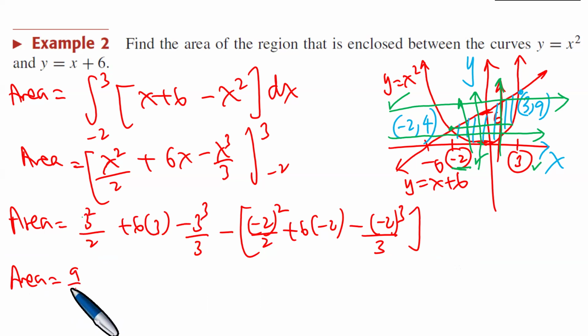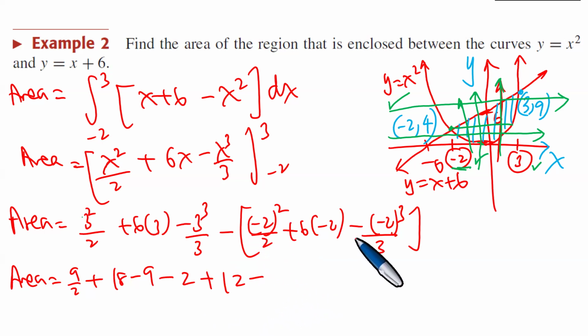Now, 3 squared is 9 over 2. 6 by 3 is 18, minus... Okay, 3 cubed is 27, divided by 3 is 9, minus... Okay, minus 2 squared is 4, you divide by 2, it's 2, plus 12. So this is plus. And then negative by negative is what? Negative times negative 12 is a plus 12. Negative by negative, it's plus. You cube the -2, you get -8 over 3.